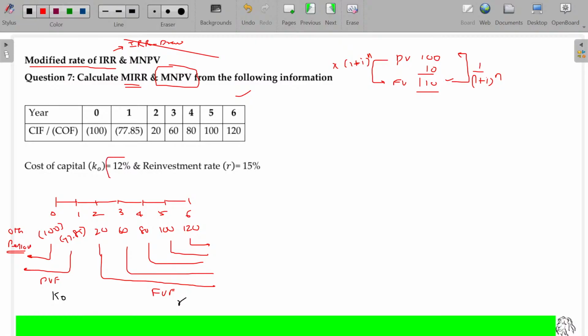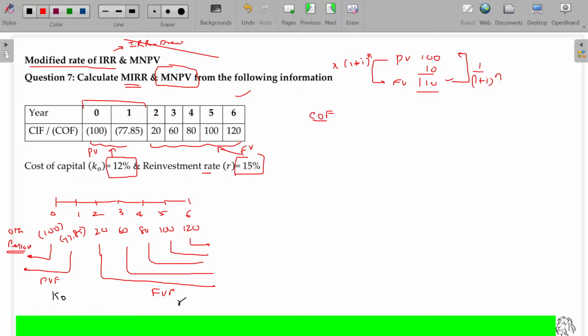The cost of overall capital is applicable for what? These two, for bringing to the present value. And the reinvestment rate, this 15%, is applicable for what? Inflow. For that, you are going to calculate the future value. Okay, clear? Let's see. Now I will calculate the cash outflow at the 0th period.